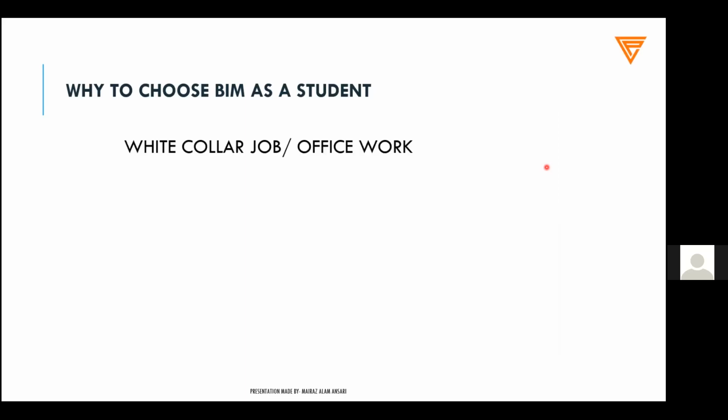Firstly, it is a white collar job, office work. So for example, if someone is a civil engineer, they will get it very easily. Being a civil engineer, sometimes we have to work on the site and there are harsh conditions and all. But if you are someone who wants a good work-life balance plus a white collar job plus office work, everything, you can choose it. Being a student, this is something that you can do from the very beginning.